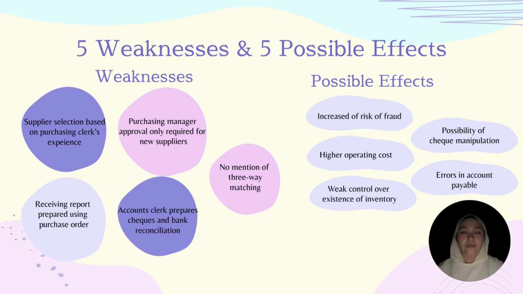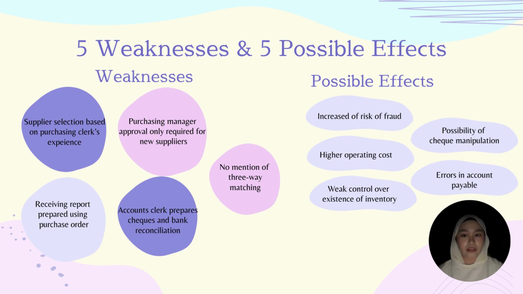In my part, I will explain the past year question, as our group chose the February 2023 Question 5. In the case study in Question 5, the first question asks about five weaknesses and five possible effects. The first weakness is supplier selection based on the purchasing clerk's experience. Supplier selection is done by the purchasing clerk based on personal experience without formal approval or objective criteria. The possible effect is the risk of favoritism or kickbacks.